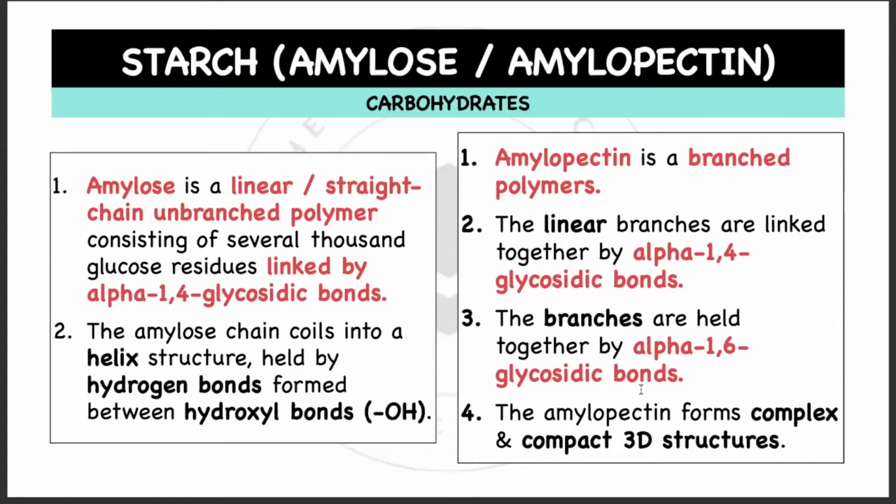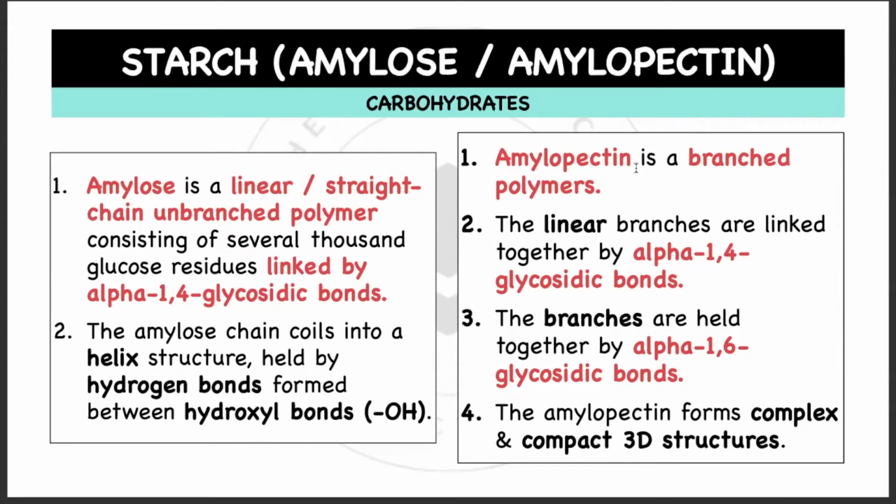Now let's start off with starch. Starch, there are two forms, amylose and amylopectin, depending on how you pronounce it. Okay, so amylose are linear, straight chain, unbranched polymer. Take note, linear and straight, okay? There are no branches. So they are linked by alpha-1,4 glycosidic bond.